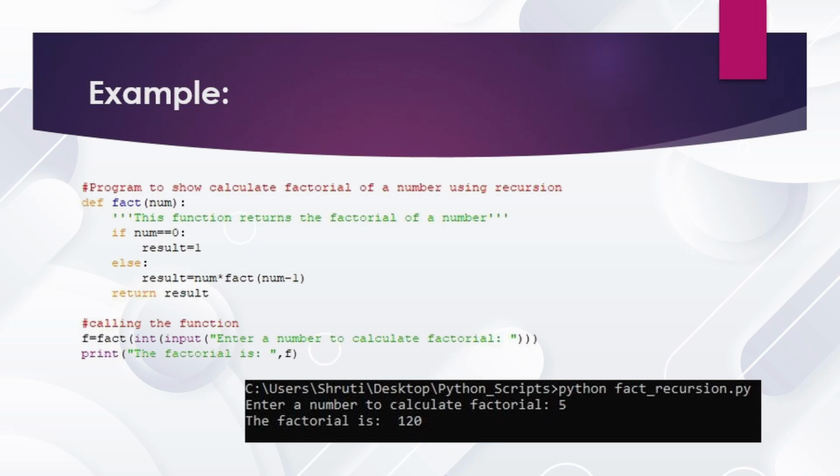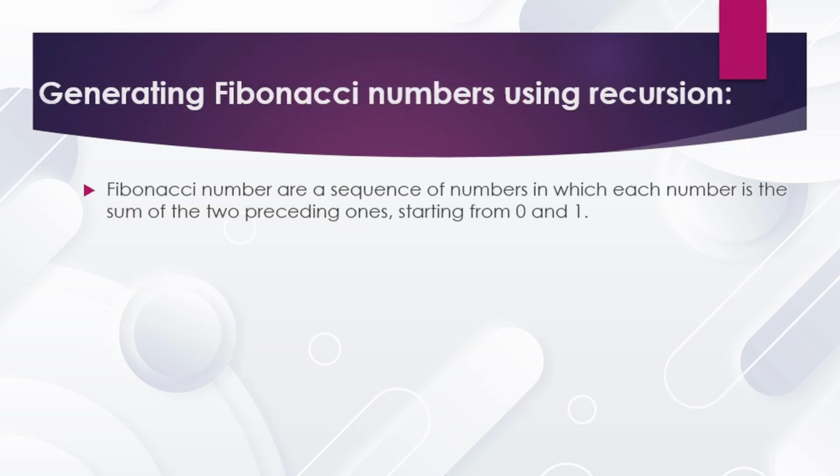During the function call, the user is asked to input a number. This input value is then passed to the function and the returned result is stored in the variable f. Finally, the value of the variable f is displayed using the print statement. For example, when we give the number 5, we see that the factorial returned is 120. Let us now see how we can use recursion to generate Fibonacci numbers.